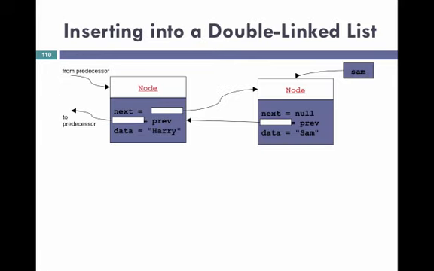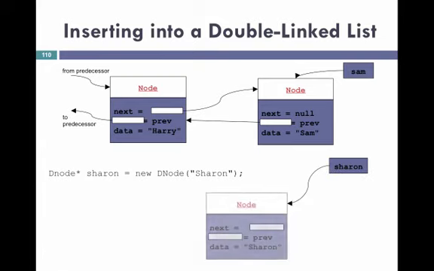Now inserting into a doubly linked list, here we have a portion of a doubly linked list. We've got this node Harry and this node Sam, and we also have a local variable that points to Sam. Now if we want to insert between these two nodes, here's the C++ code to do this, and we have our picture to help us conceptualize what's happening. First, we create a node, Sharon. So here's this new node. We have a local variable that points to it. Next and previous are null, so they don't have any values.